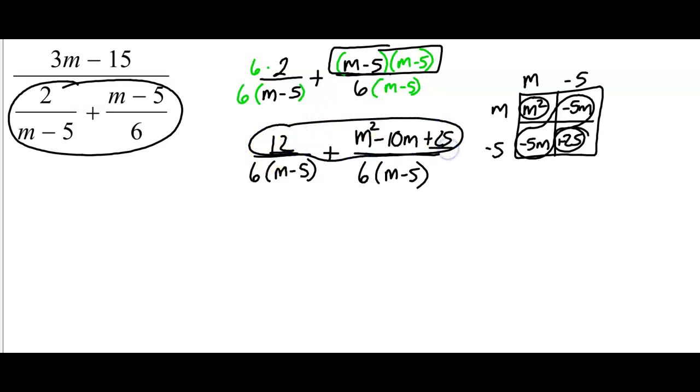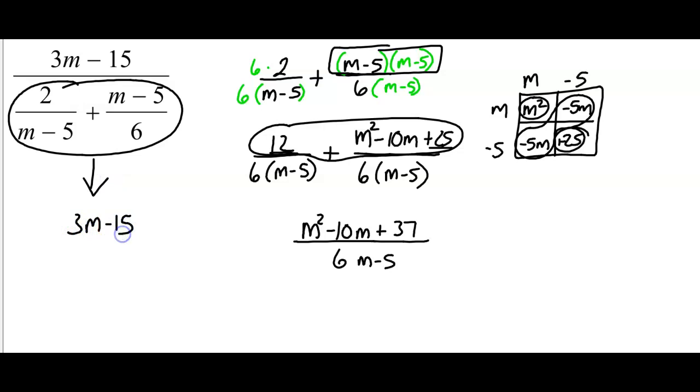12 and 25 are like terms, so we can put those together. 12 plus 25 is 37. So that's the first thing that we need to do when you have a complex fraction that has two fractions in the top or bottom, is you need to put those two fractions together. So the top is 3m minus 15. The bottom now is going to be this. It was this up here, but we put it together, and that's what I'm going to put here now.